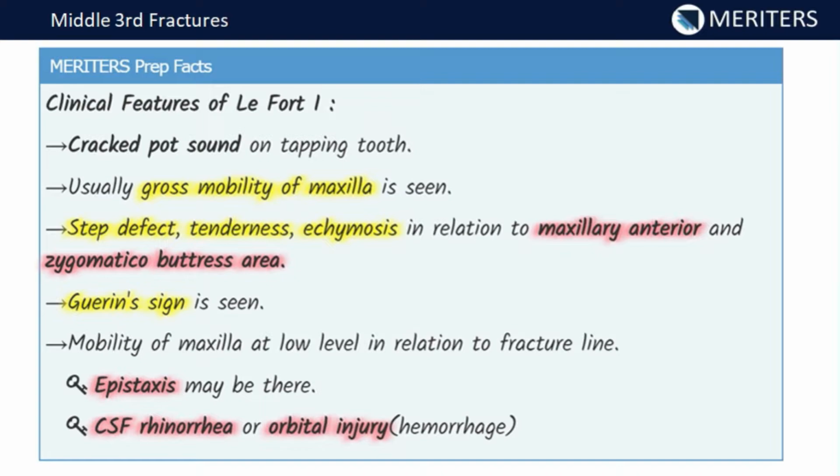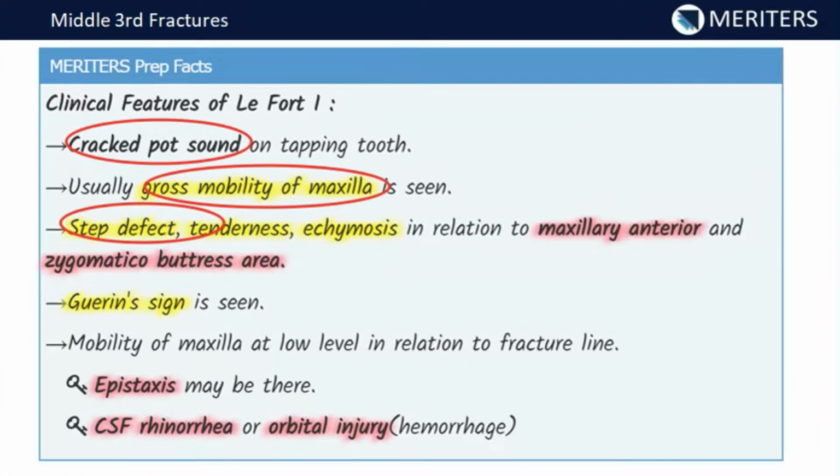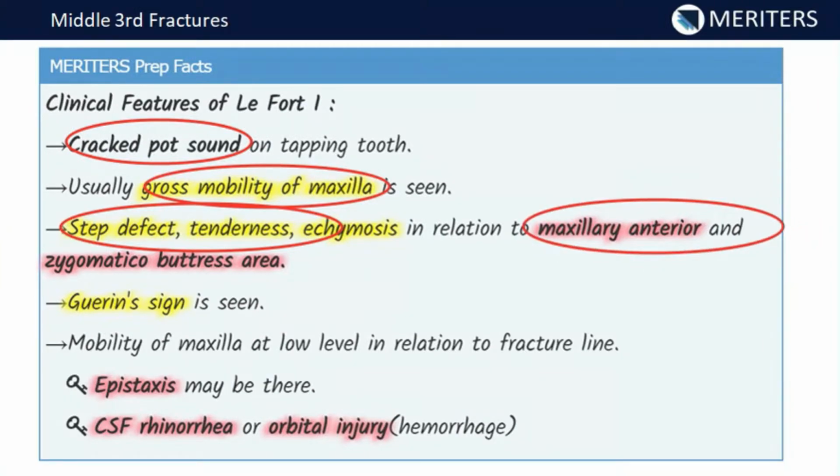Now let's see the clinical features of LeFort I fractures. If you tap on the teeth, you will hear or feel a cracked pot sound. Then you can see the gross mobility of the maxilla, that's why it is known as the floating fracture. You can appreciate step defect, tenderness and ecchymosis. Ecchymosis is generally seen in relation to the maxillary anterior and mainly in the zygomatic buttress area. Then Guerin's sign can be there.